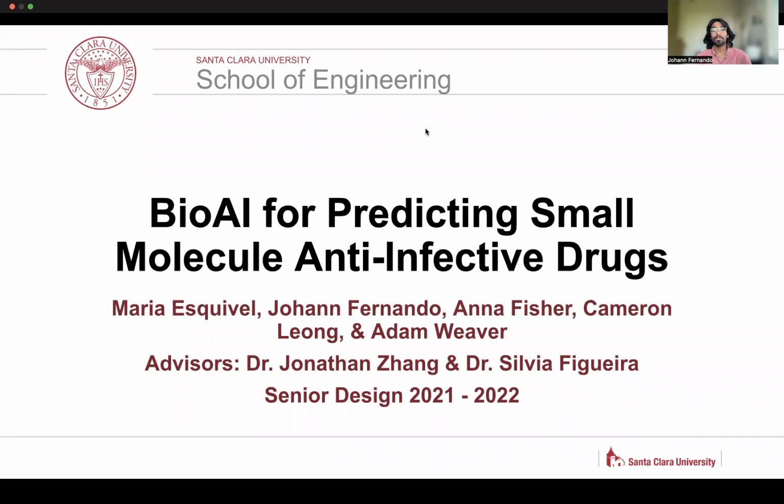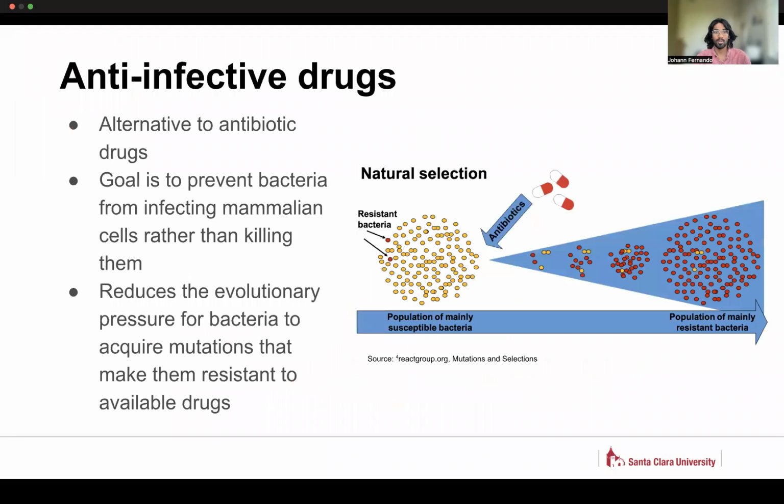Hi, my name is Johan Fernando, and this year I worked on a BioAI for predicting small molecule anti-infective drugs. So the first question to ask is, what is an anti-infective drug? They're an alternative to antibiotics.